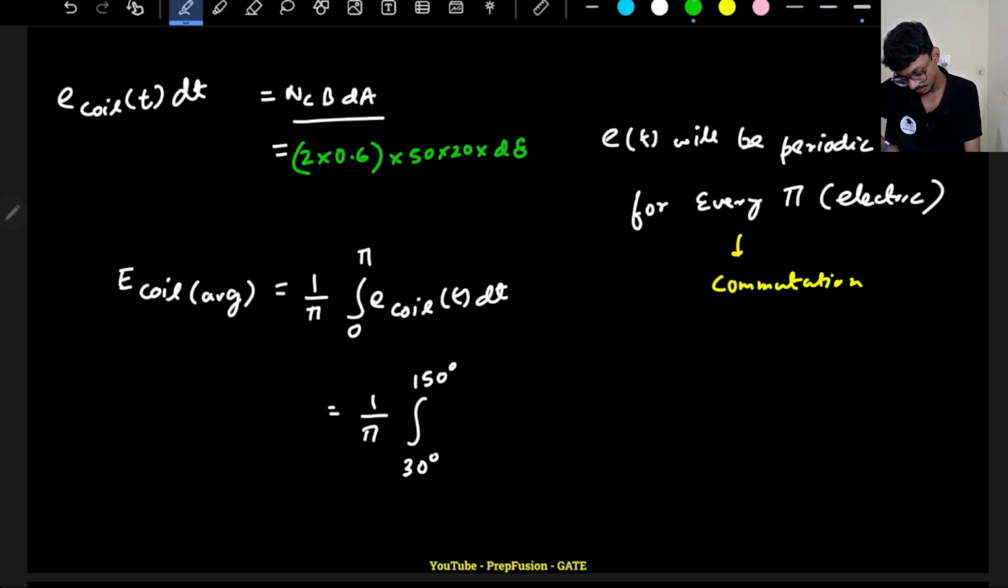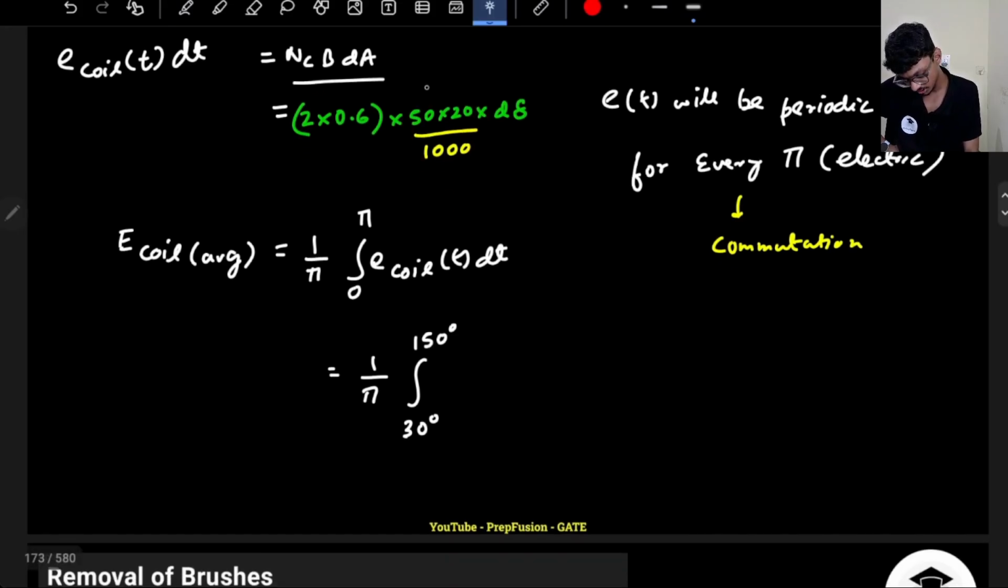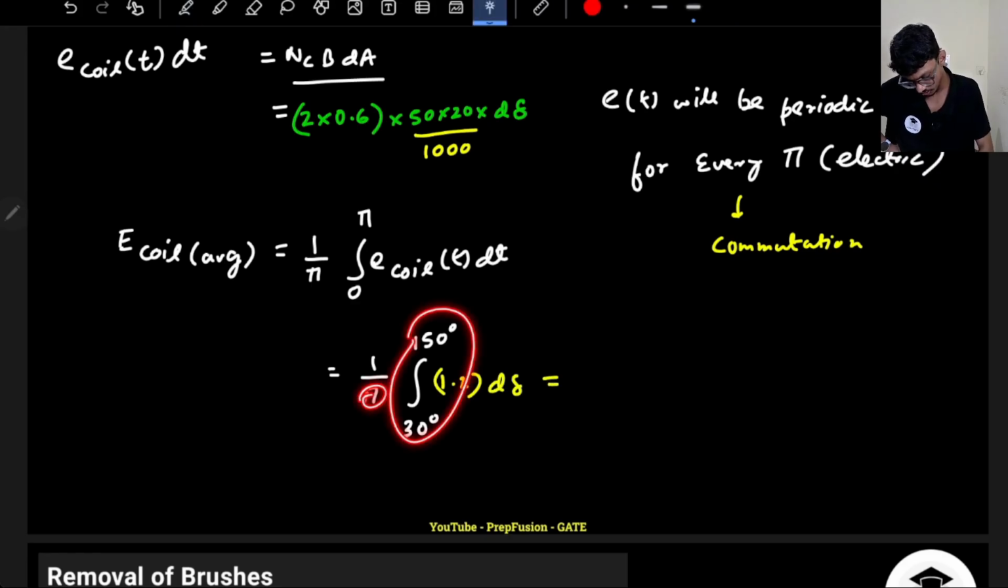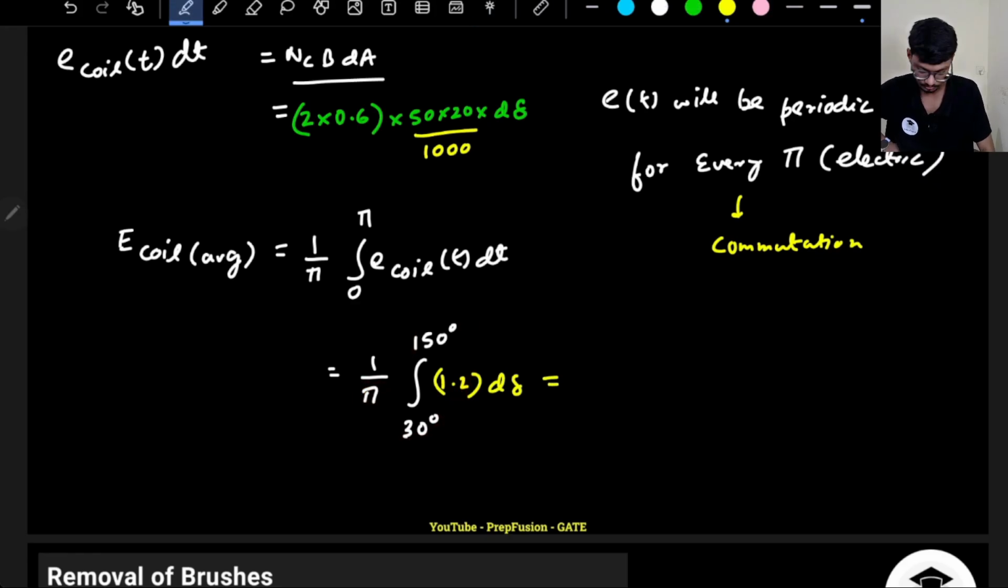Okay, divide by 1000, correct? This is 1 only, right? This is 1 only. Okay, so this is 1 only. This will be 2 into 0.6. So 2 into 0.6 is 1.2 into D delta. Okay, remember this is in radians. This also should be in radians only. So this will be basically 1 by pi. So 1 by pi into 1.2. This also has to be in radians only.